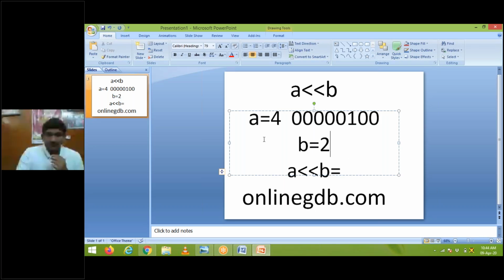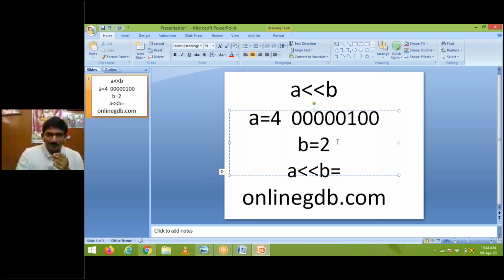Vishnu is asking a doubt: sir, could you please run bitwise operators in GDB? Yes, we have 6 bitwise operators. After completion of the 6 operators, we will do the same. I will run the programs, you don't need to worry.